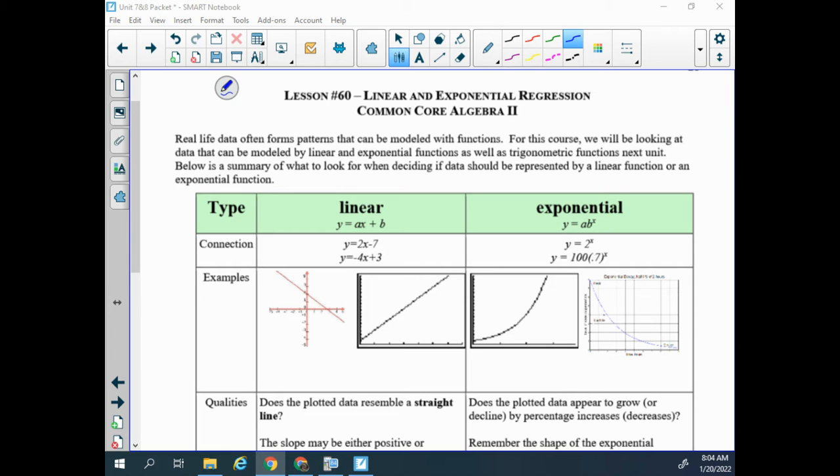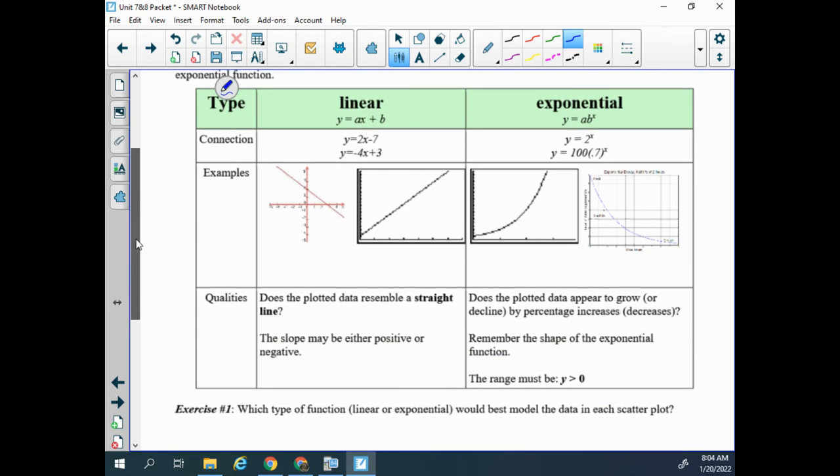Below is a summary of what to look for when deciding if data should be represented by a linear function or an exponential function. So when we look at data, and we already know this, we see a straight line, it's going to be linear. We know linears are in this form. So if something has a constant rate of change and a start value, that's linear, a constant numerical rate of change. So we look for the plotted data to resemble a straight line, and this could be positive or negative.